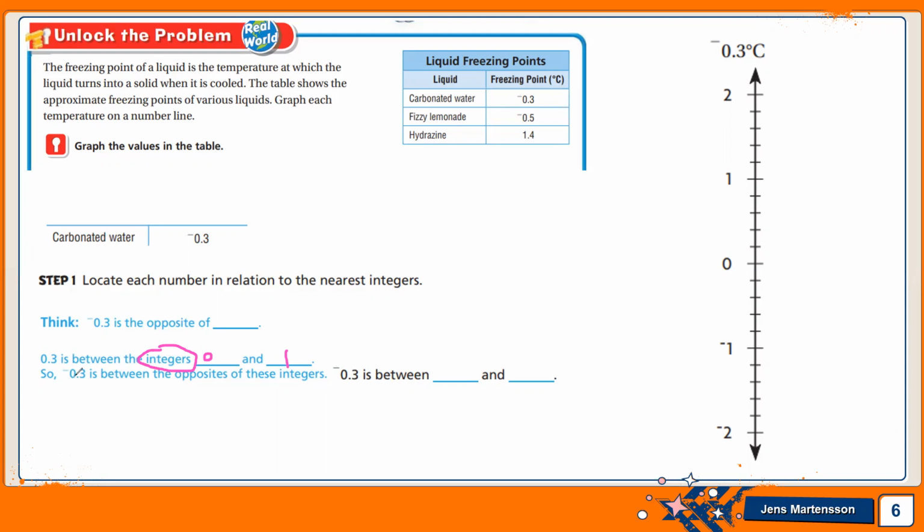And then if I ask you about negative 0.3, you will write the opposite of them. What is the opposite of 0? It's still 0. And the opposite of 1 is negative 1. So negative 0.3 is between 0 and negative 1. You will focus on this area in order to graph negative 0.3.